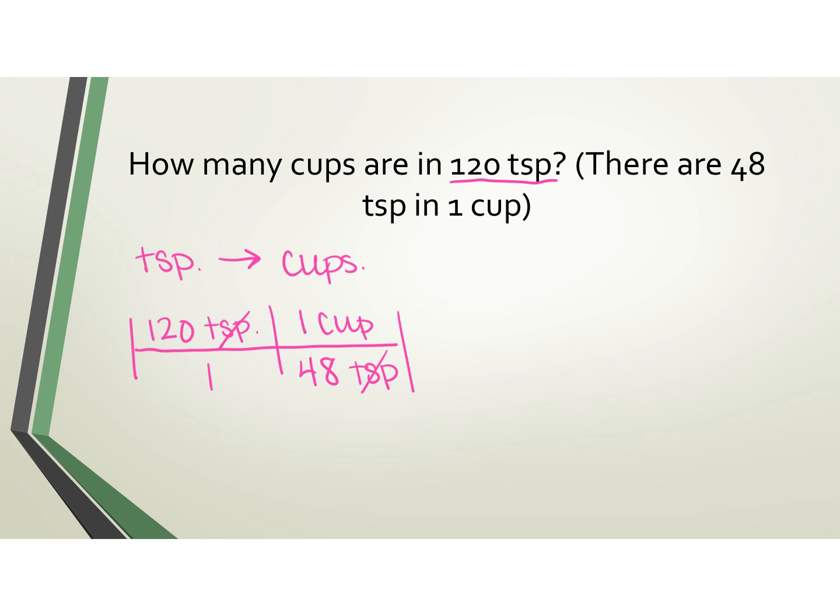So now go ahead and multiply the top row. So what's 120 times 1? Okay. And then you're going to multiply the bottom row. So what's 1 times 48? 48. And then now you'll just divide them. So 120 divided by 48. 2.5? Okay, what's your unit? Okay, cups.